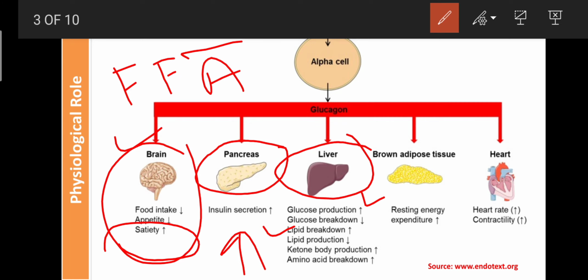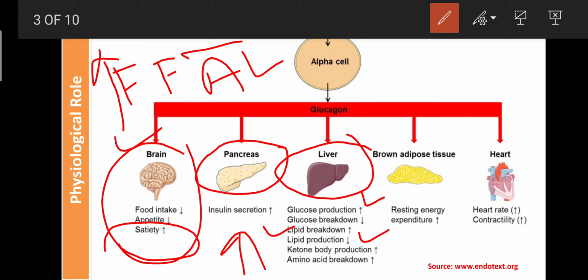On another side, it can inhibit the formation or production of lipid by utilization of free fatty acids. The liver can utilize the free fatty acids, or adipose tissues can utilize the free fatty acids involved in the synthesis of triglycerides and cholesterol. That process is also inhibited by glucagon by acting on the liver. Due to that, it can enhance the availability of free fatty acids for gluconeogenesis, or formation of glucose from non-carbohydrate sources.